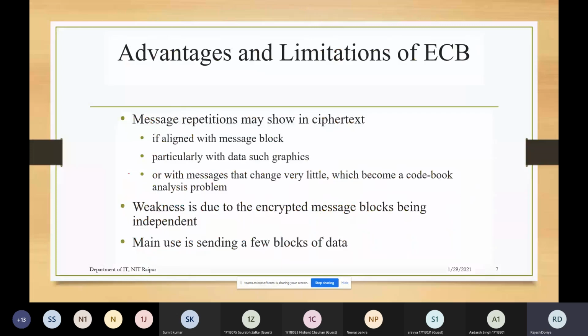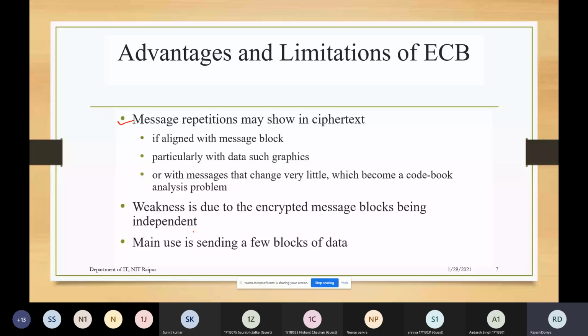So if we talk about the advantages and limitations of ECB very specifically, then the message repetitions may be shown in the ciphertext. Okay, as we have already discussed, this mode is not suitable for applications where the message is large. So message repetitions may come into the picture, and the weakness is due to the encrypted message blocks being independent.